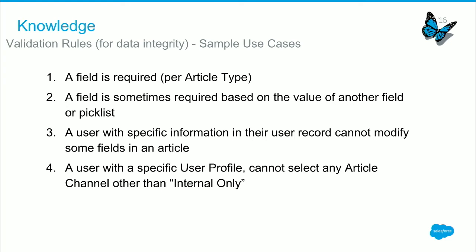This has been a long-standing request because channel has not had field level security on it in articles. So you can use validation rules to say only people with a certain profile or a certain field in their user record can set the channel to, let's say, maybe they have to only use internal only, or only certain people with a certain profile can set it to public.